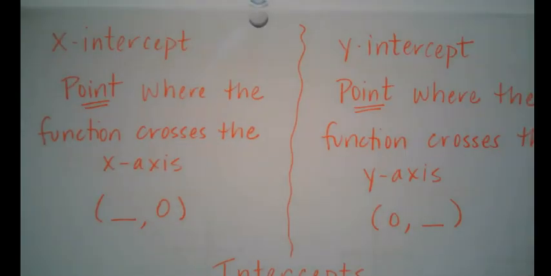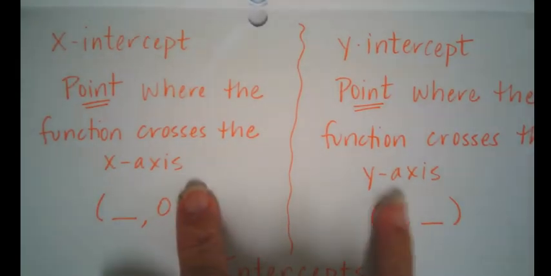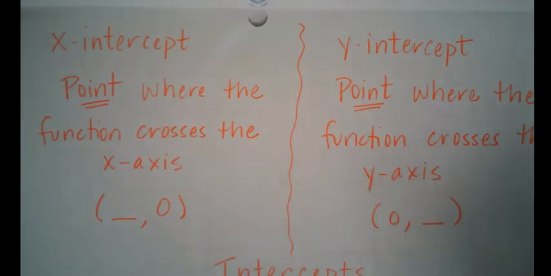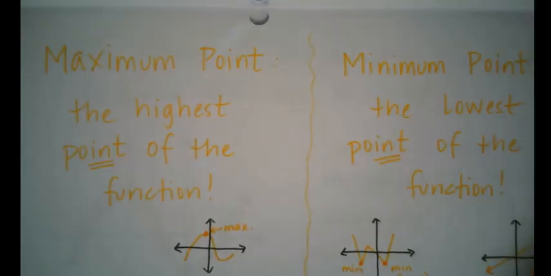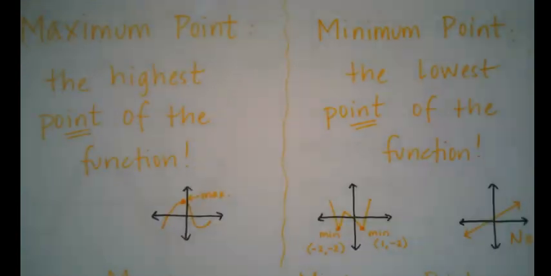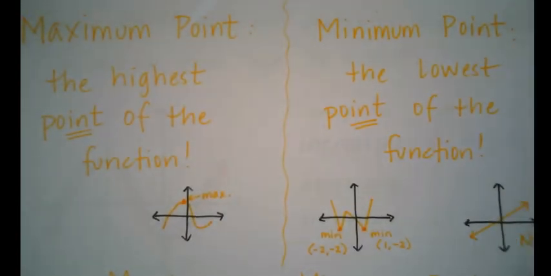When we look for the intercepts, we're looking at the point where the function crosses either the x-axis or the y-axis, depending on which one you're looking for. For maximum and minimum, that is literally the highest or lowest point on a graph.